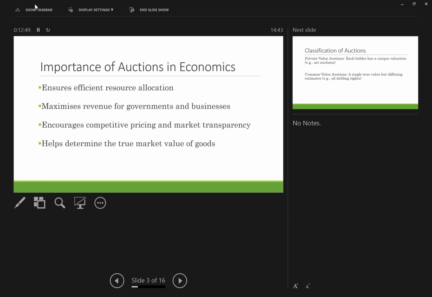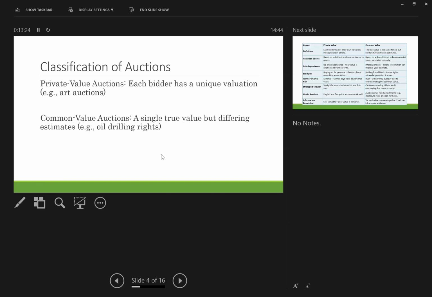But that might be the true market value of the good, because at the end of the day, the users know the value of the goods, as opposed to you, the one who is putting it up there. Auctions, one way or the other, bring to bear the true market value of the goods, simply because we have the demand and supply mechanism playing a role in this. So let's look at the classification of auctions.